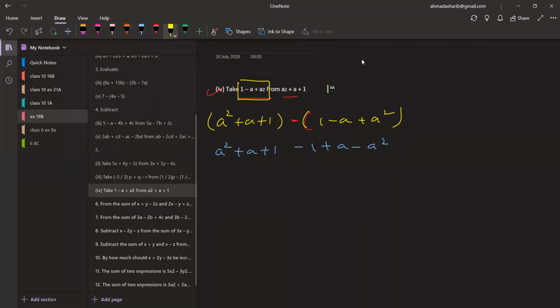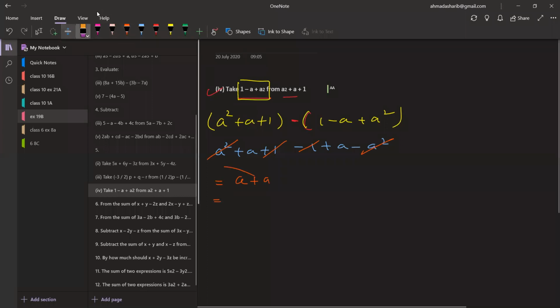So as you can see, positive a square, negative a square cancel. Positive 1, negative 1 cancel. A plus a. Finally, a plus a is what? Now tell me what is a plus a. Tell me fast. What is the value of a plus a? 2a. Very good. So the answer is 2a. Okay.